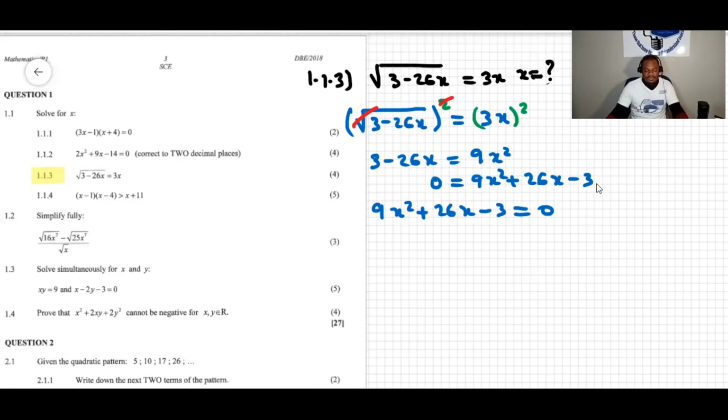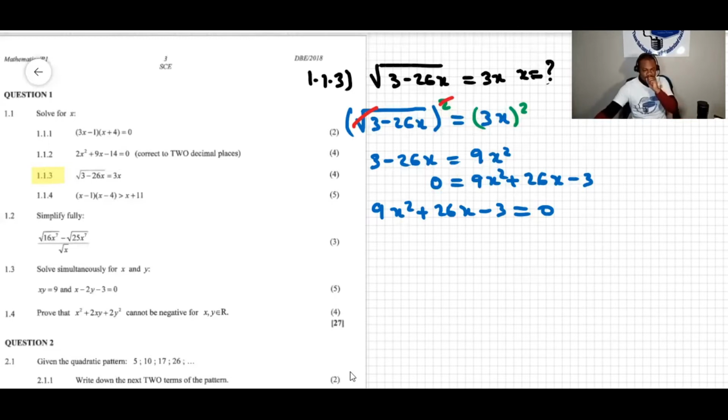Then when I look at each term here, they don't have a common factor. So we need to work it out like this. It's a quadratic equation, a trinomial. We can solve it either by factorization, and if we cannot solve by factorization, then we can use the quadratic formula or the completing the square technique. So now, let's try to factorize.